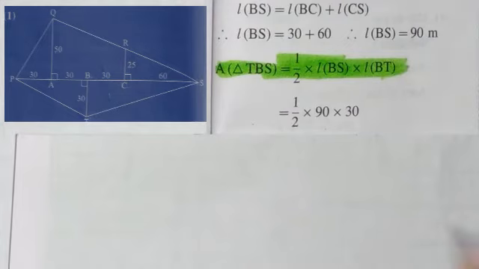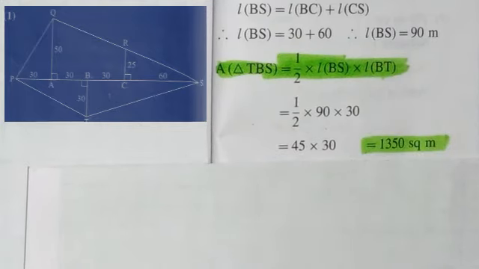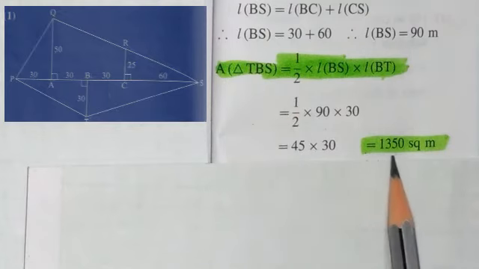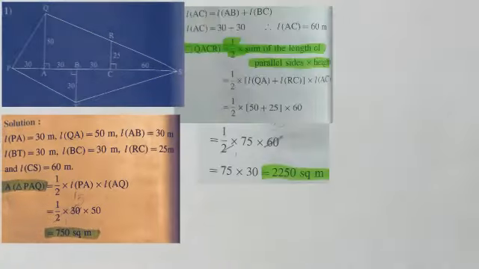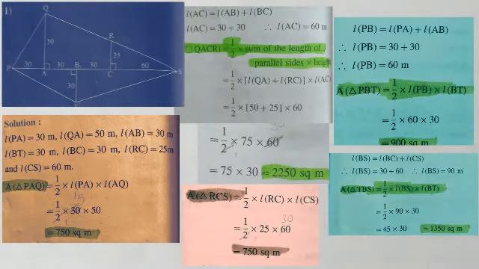1 upon 2 into 90 into 30. If we do the calculation, then we get the answer, that is 1350 square meter. It means that the area of TBS is equal to 1350 square meter. Now students, as we have the area of all the sections from the plot, so let's do the addition of all these sections to find out the area of the whole plot.